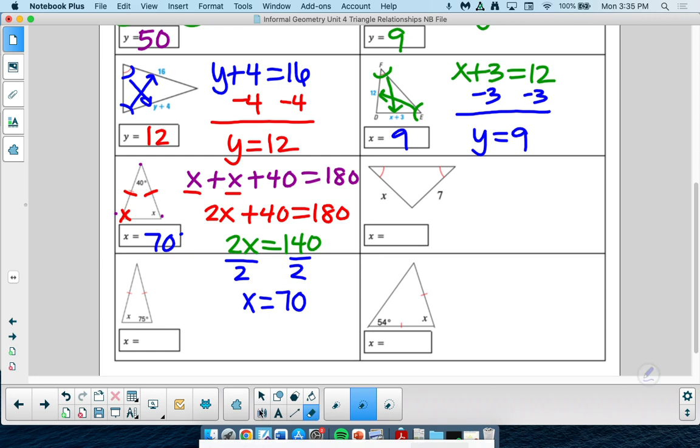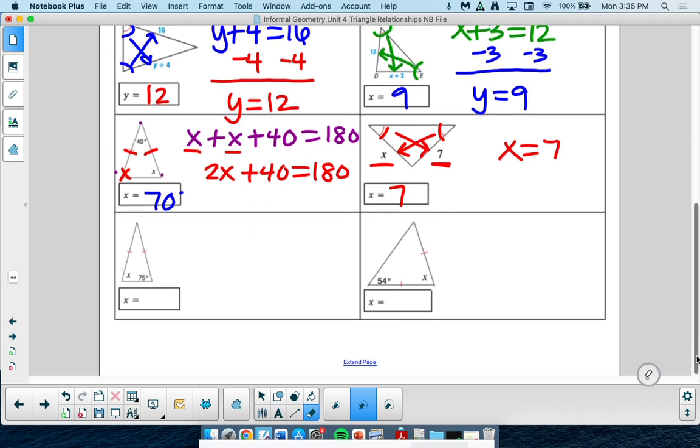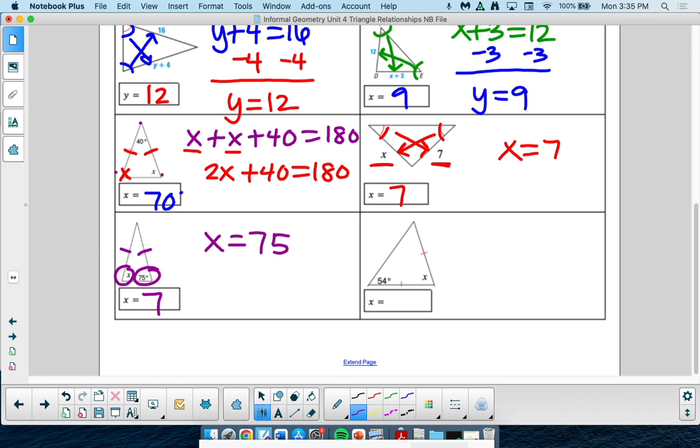Okay, let's try another one here. Again, base angle, so I know my legs have to be the same. So if this is 7, x has to equal 7. All right, let's check this guy out. Again, here are my congruent legs. So here's a base angle, there's a base angle. So I know they have to be the same, right? So x equals 75.